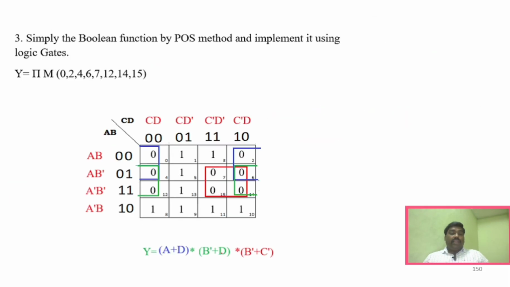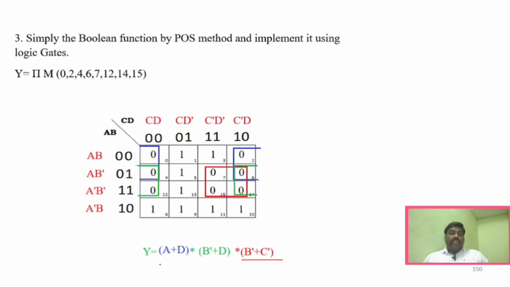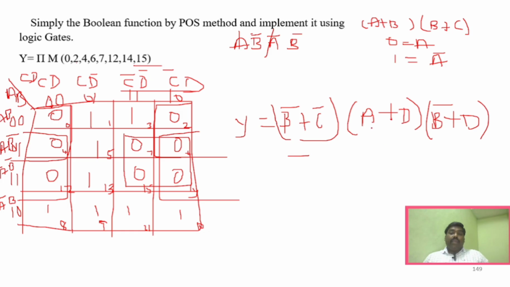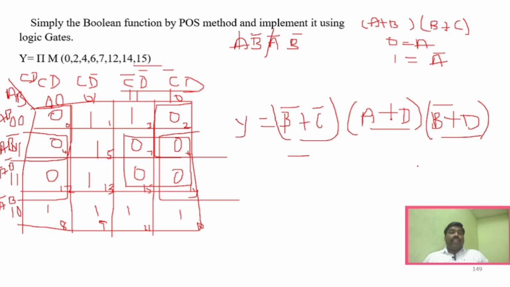So you can see here B plus B bar C bar, and you can see B bar C bar, and it is A plus B. Yes, we got A plus B, and then we got B bar D, and you can see B bar D. So if you follow the procedure correctly, you can definitely get the problem correct, right?